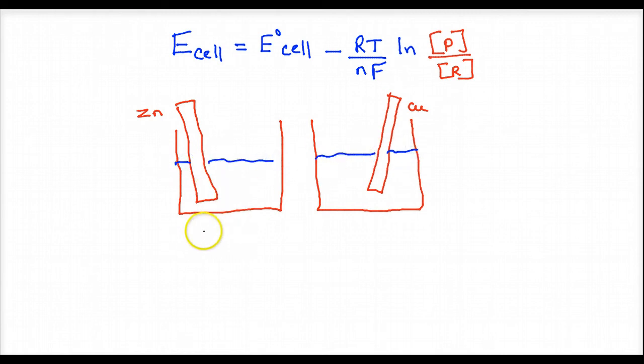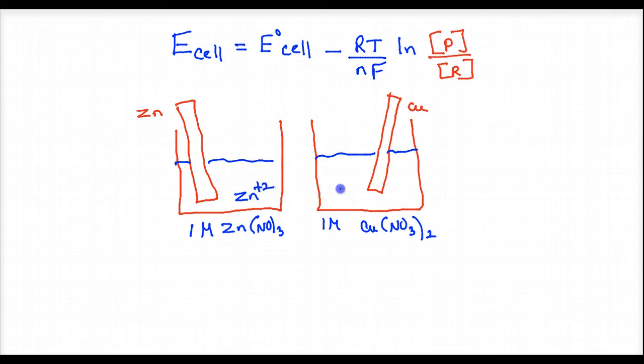And here we're going to have, let's say, a 1 molar solution of zinc nitrate, which is really a 1 molar solution of zinc ions. This is a 1 molar solution of copper 2 nitrate, which is really a solution of copper plus 2 ions. So I've got zinc plus 2, and I have copper plus 2 in here. We know that we'll connect these electrodes by an external conductor or wire.